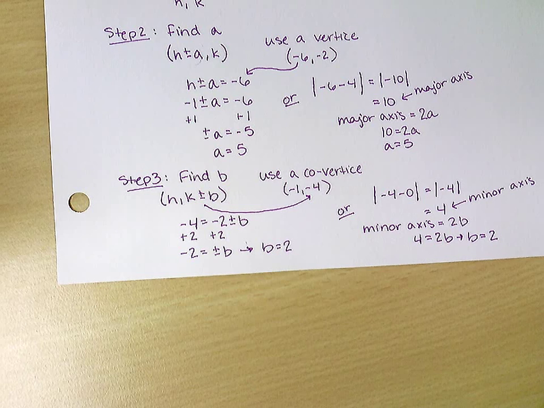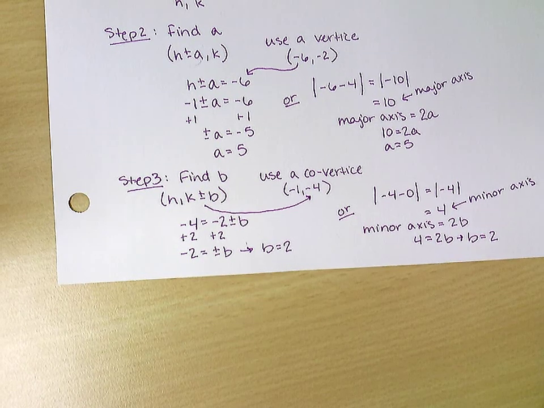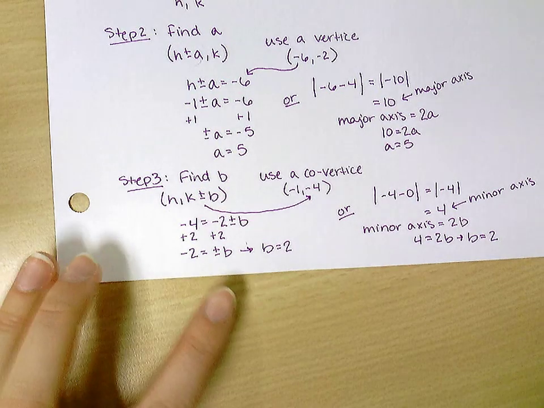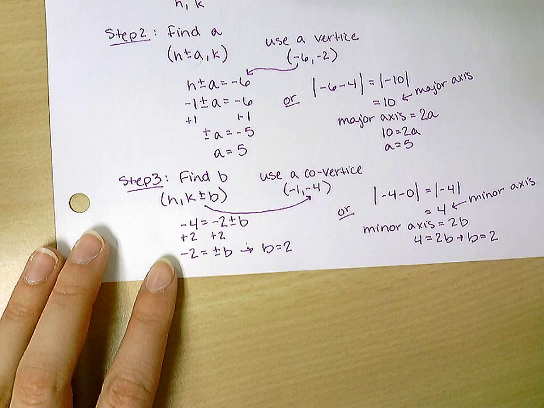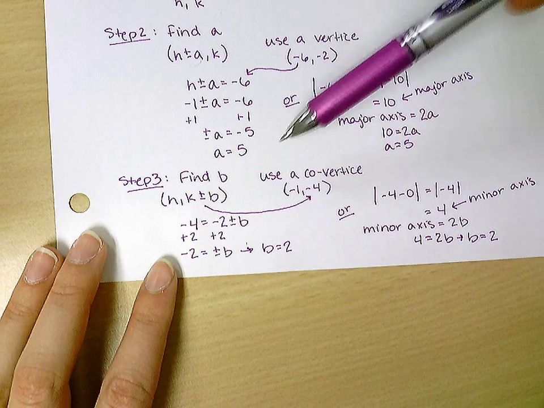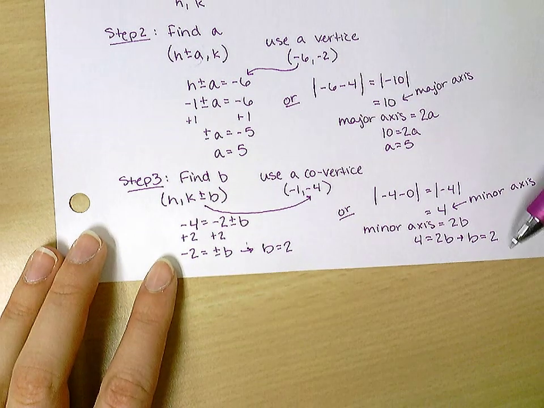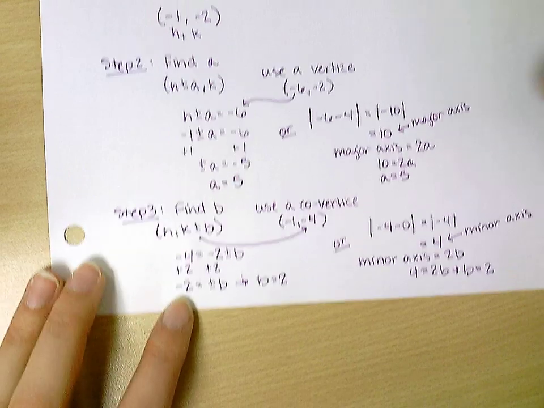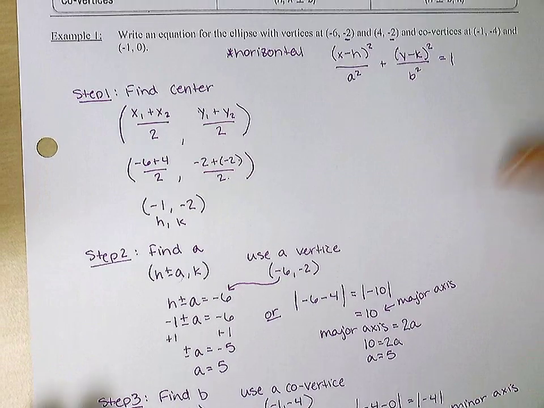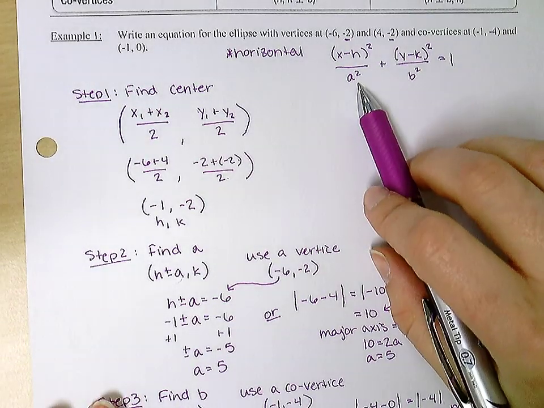Okay, so again, two different ways to find b. You had two different ways to find a. You have two different ways to find b. Either way is correct. So now you have your center, which is at (h, k). You have a, that's 5, and you have b, that's 2. That's all the information that you need to plug into your standard form.